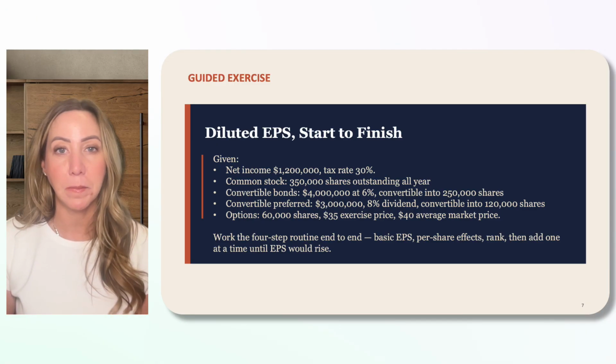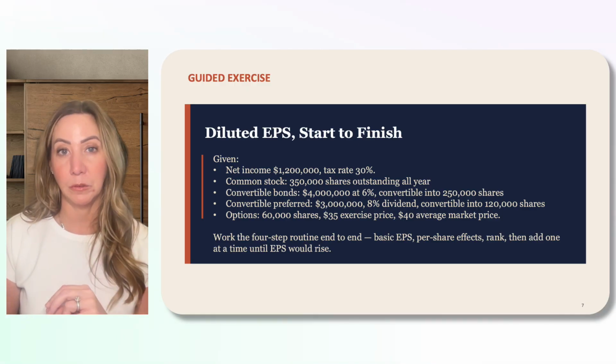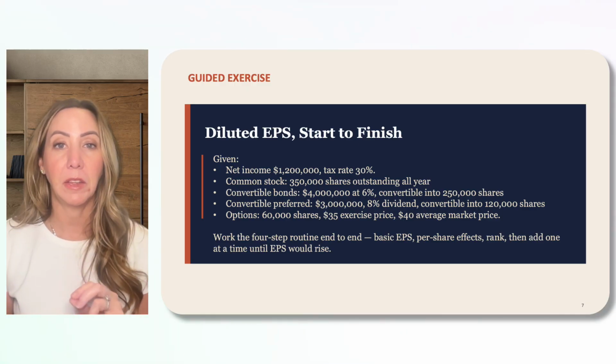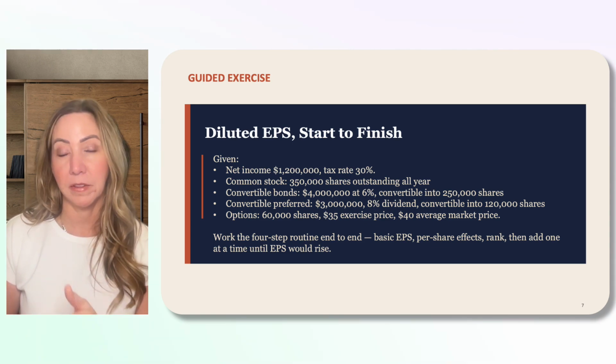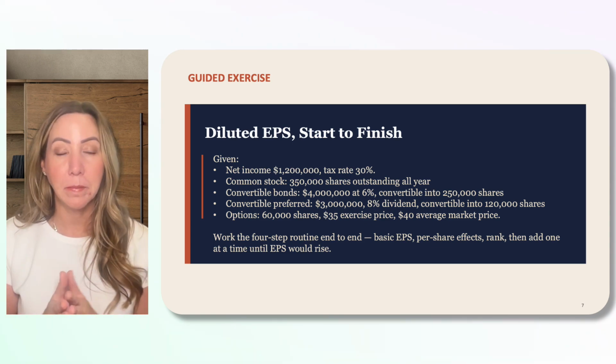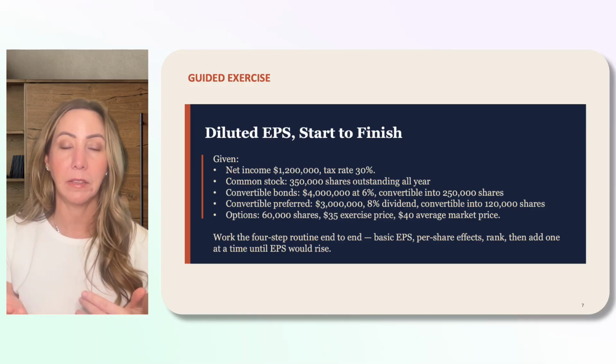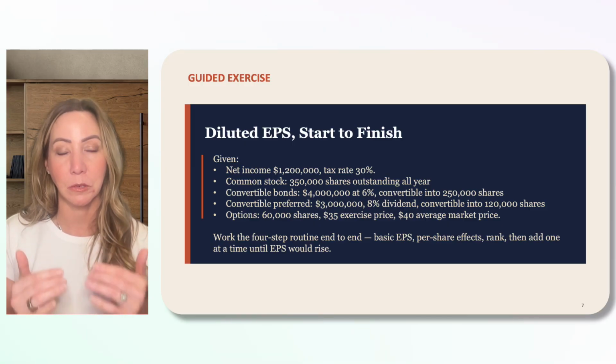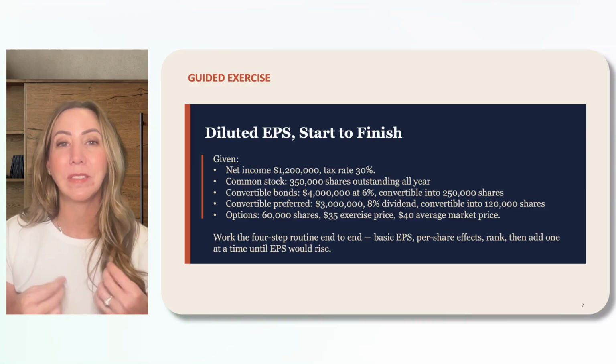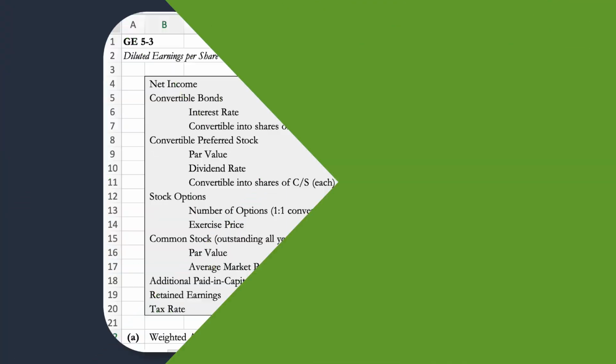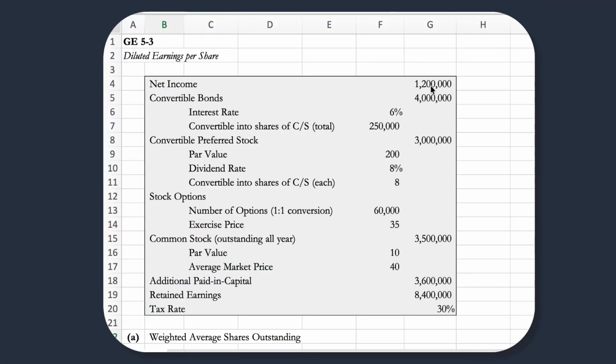First, we'll compute basic EPS, and then we'll go through our potentially dilutive securities, the 3 types, and calculate the numerator and denominator effect if they were converted, using the treasury stock method for stock options. Then we'll rank them, and then we'll add them into our basic EPS calculation to see if they make EPS go down. And the goal is to figure out what is the lowest that it could go. Let's start by reviewing our given information. We've been given net income of $1.2 million, and we also have information about convertible bonds, convertible preferred stock, and stock options. Those are all of our potentially dilutive securities.